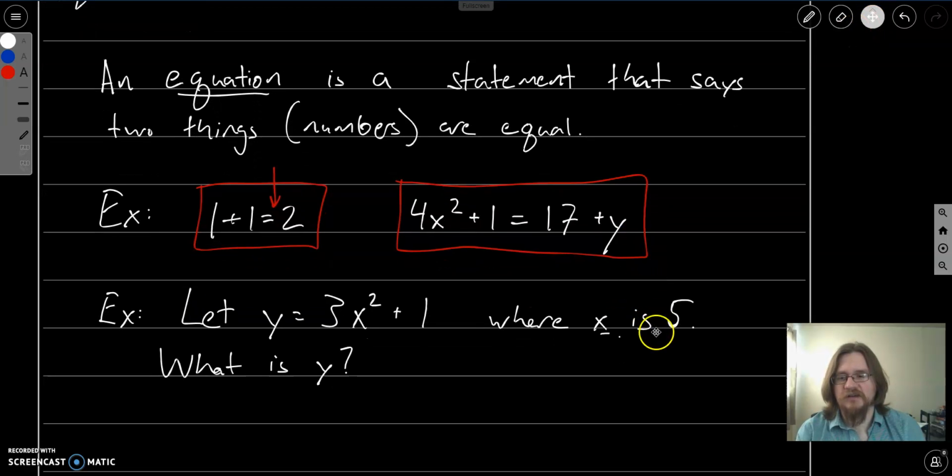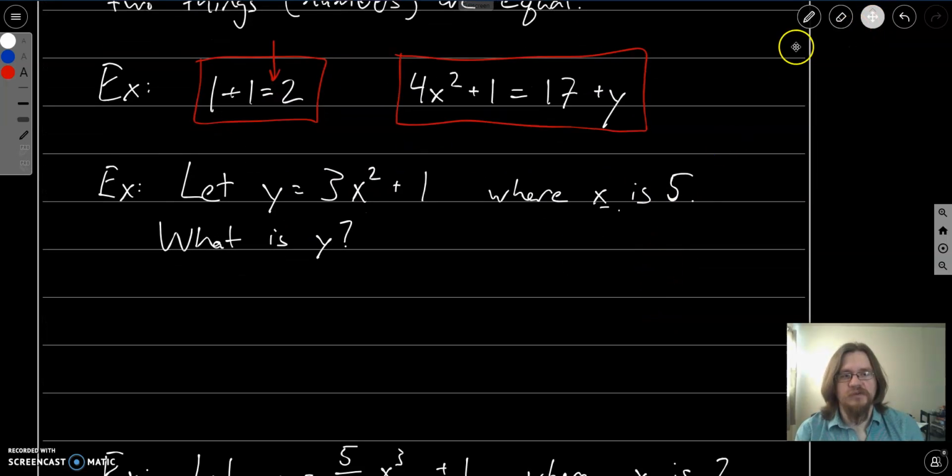So let's look at an example. So here we have an equation that's given to us. We're told that y is equal to 3x squared plus 1. And we're also told that x is 5. Another way to phrase this is x is equal to 5. These mean the same thing. So the question is, what is y?